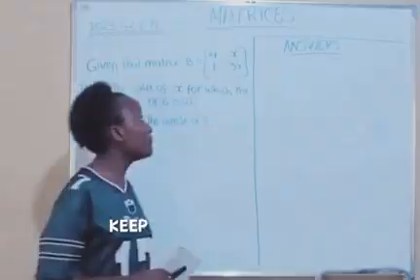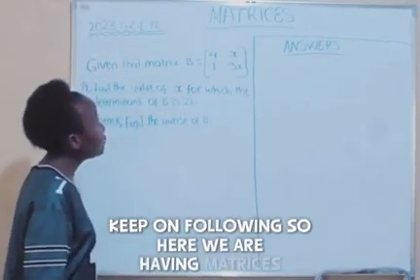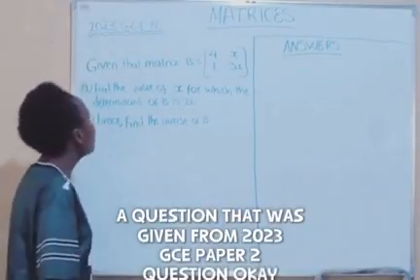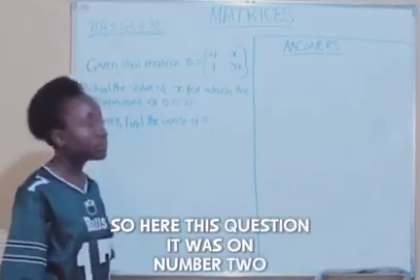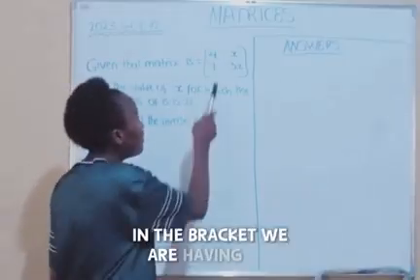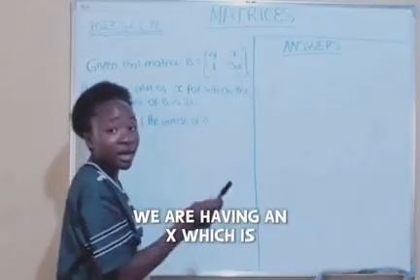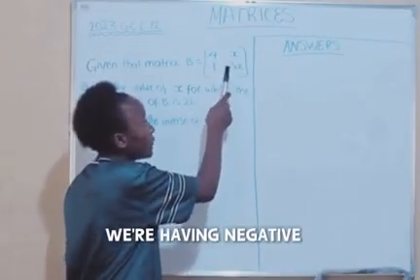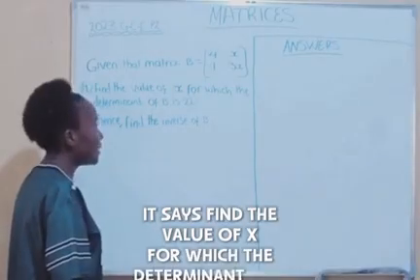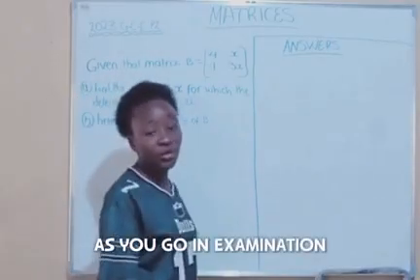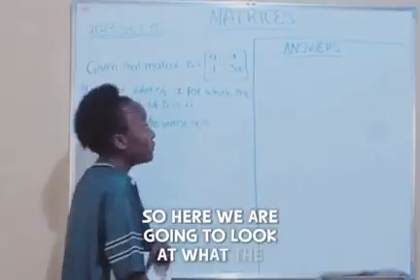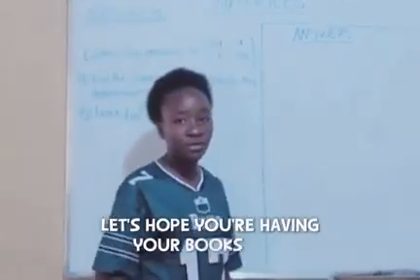Okay? Keep on following. So here we are having matrices, a question that was given from the 2023 GCE Paper 2, question number 2. It says, given that the matrix B is equal to, open brackets, in the brackets we are having a 4, an x which is a variable, -1, -3x. Close bracket. It says, find the value of x for which the determinant of B is 22. As you go in the examination, what you're supposed to note is the formula for determinant. So here we are going to look at what the formula for determinant is. Let's hope you're having your books, keep on following.